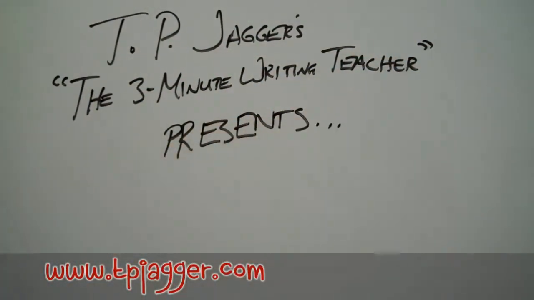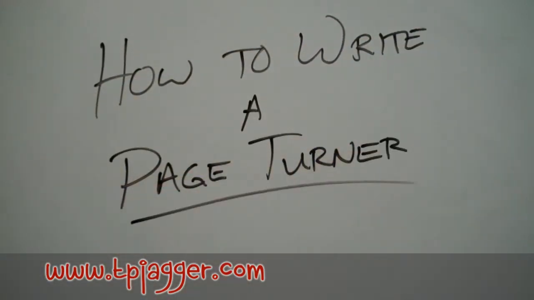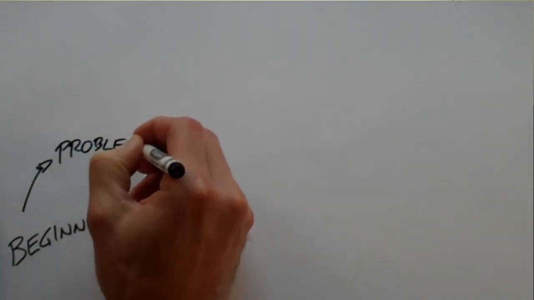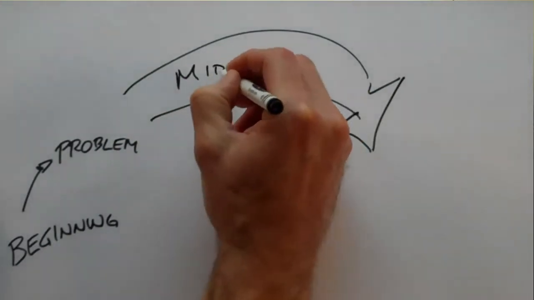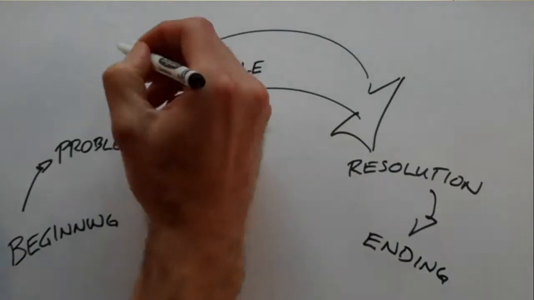In today's video, we're going to explore a creative writing tip for how to write a page turner. In an earlier video, we looked at narrative arc, which is the basic structure virtually all stories share. With the narrative arc view of a story, you start at the beginning, soon introduce a problem that will drive the story through the middle toward the problem's resolution, and finally, you wrap it up at the story's ending.